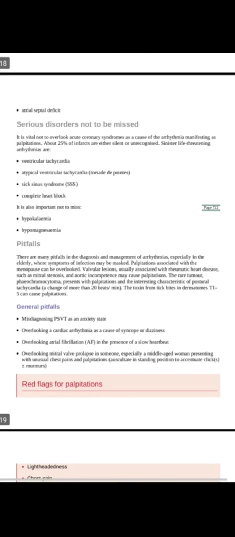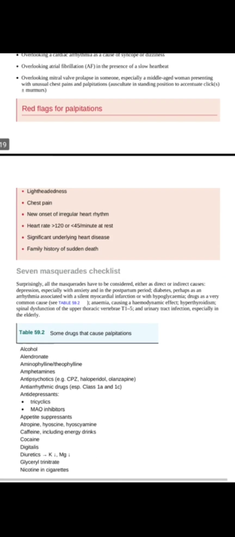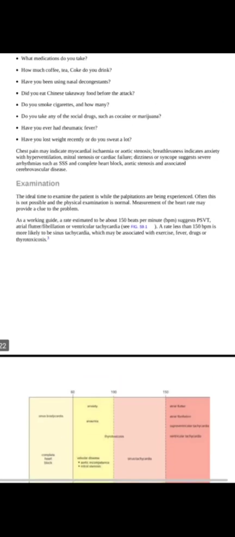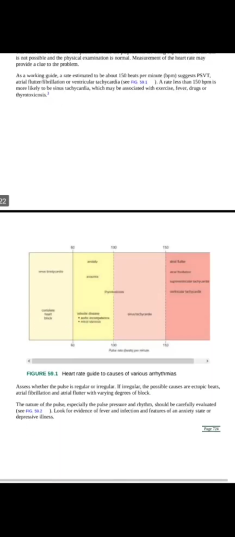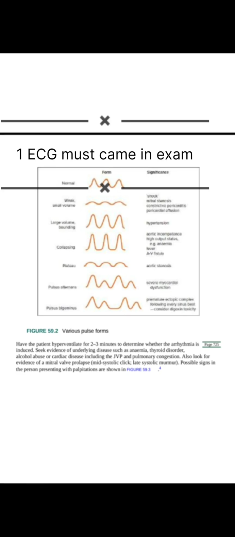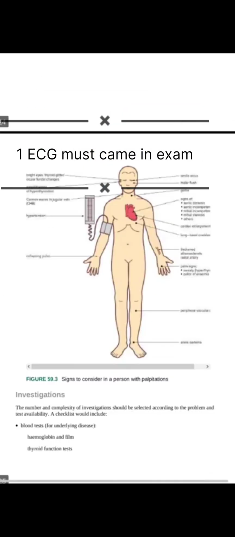Moving on to the next page, nothing important. Then do give a read of red flags for palpitations, as they do come as an MCQ point. Moving on, just give a quick read to the examination, nothing important. Regarding figure 59.2, there are various pulse forms and the diseases which cause these types of pulse forms. You have to remember this table for the AMC exam. Just give a quick read to figure 59.3.